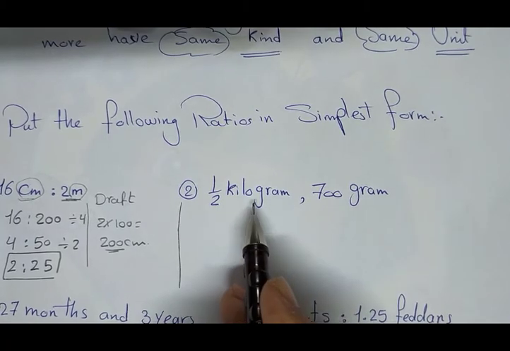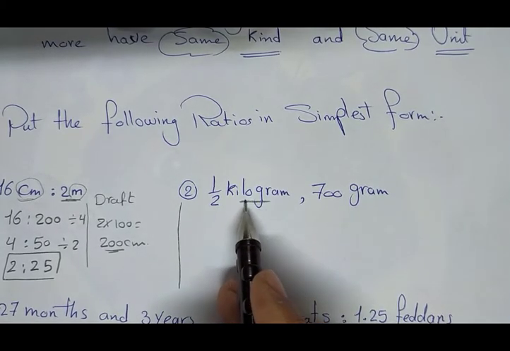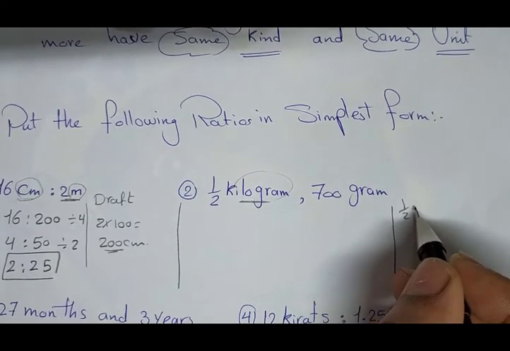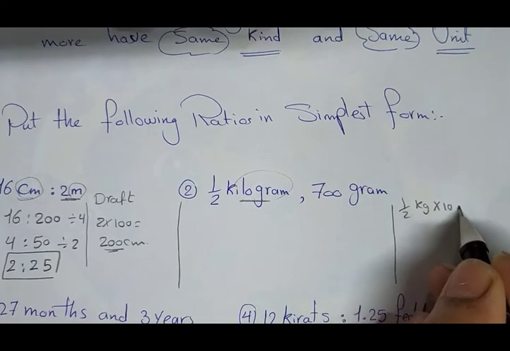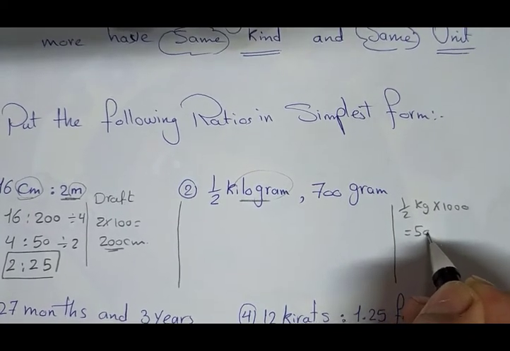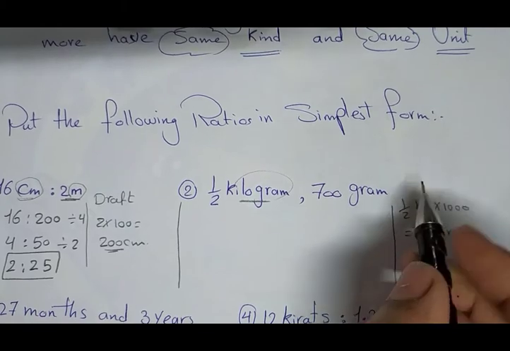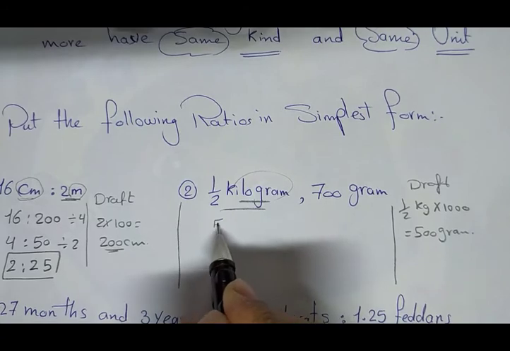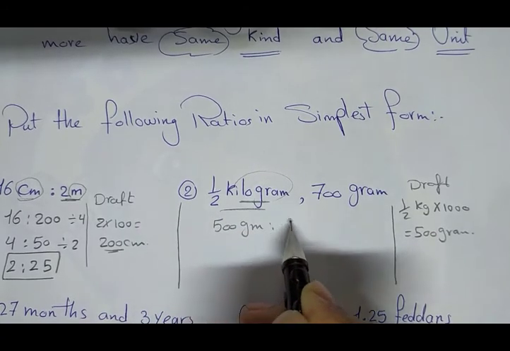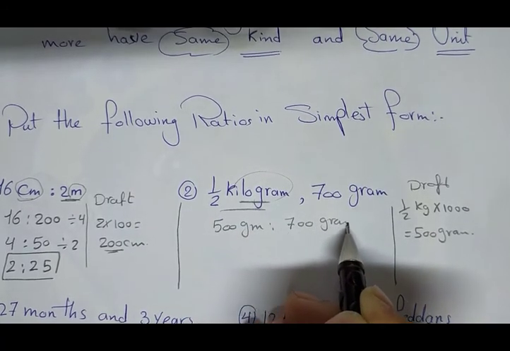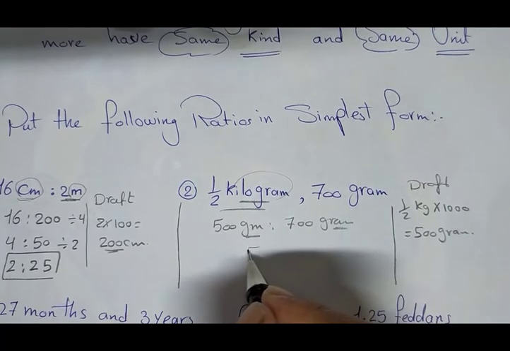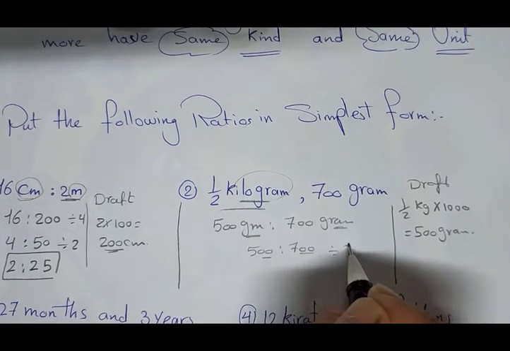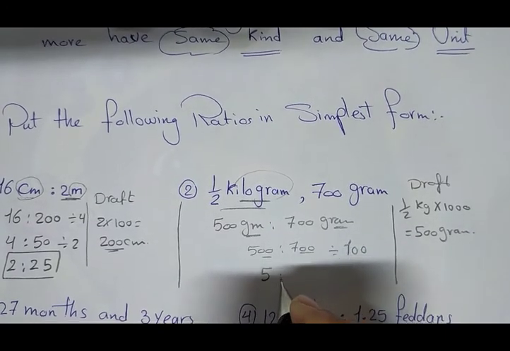Half kilogram, I can convert kilogram to gram by times 1000. Half kilogram times 1000 equals 500 gram. So this side becomes 500 gram to 700 gram. Same unit, okay, 500 to 700. These two zeros can be simplified by dividing by 100, 5 to 7.